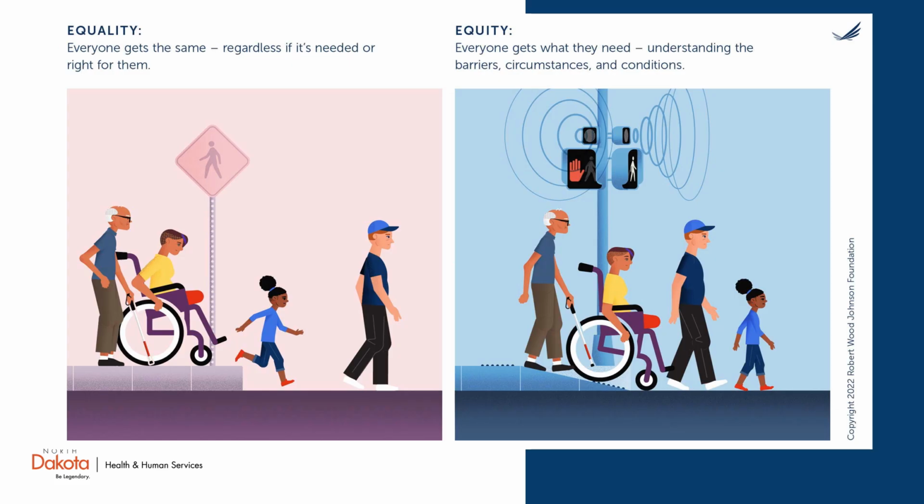Here is an example of the difference between health equity and health equality. Equality, as you can see on the left-hand picture, everyone gets the same, regardless if it's needed or right for them. Whereas equity is on the right side of the picture, and it stands for everyone gets what they need in understanding the barriers, the circumstances, and the conditions. Now that we have a better understanding of what health equity is versus health equality, we need to dive into our main subject, social drivers of health.